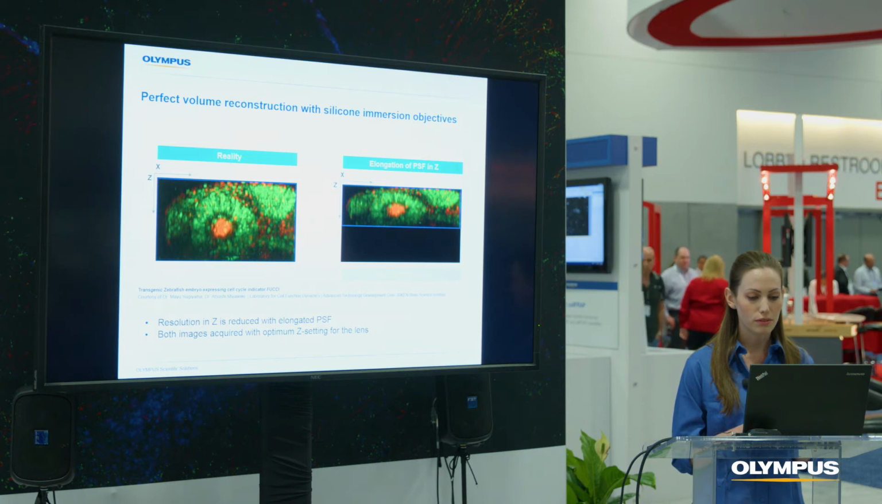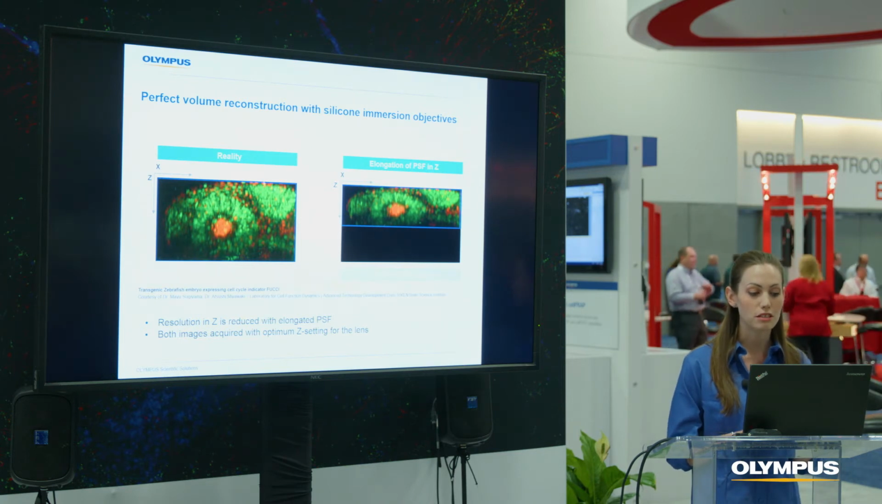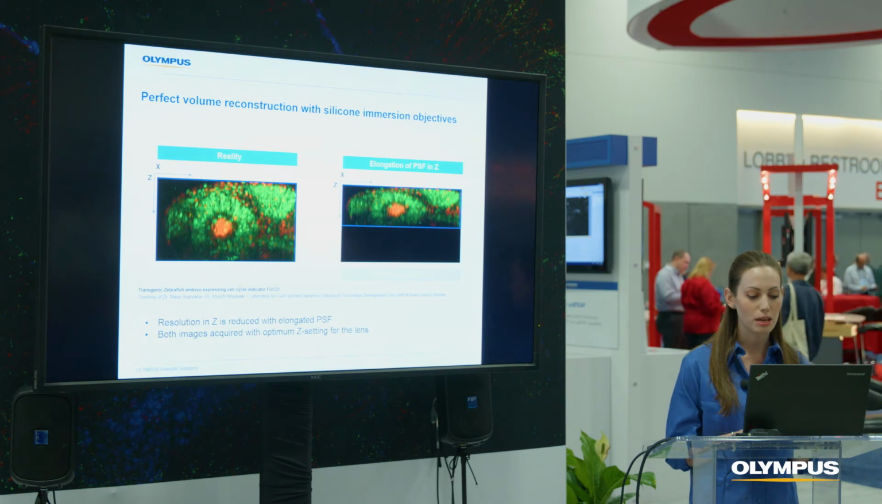So if you have a mismatched refractive index, your resolution in Z is going to be reduced from the elongated point spread function. And what that's really going to do is it's going to decrease your axial resolution. So both of these images were acquired with the optimum Z setting for the lens, but you can see the profound difference that imaging with a refractive index matched to the sample really makes.